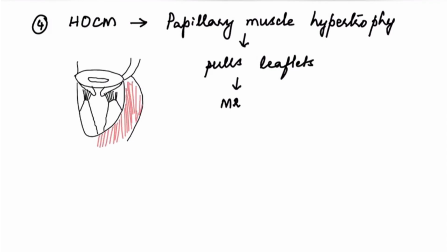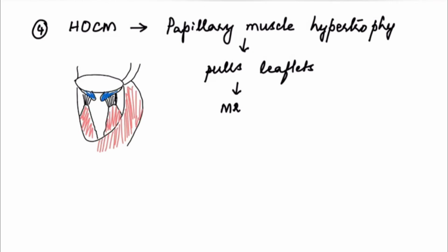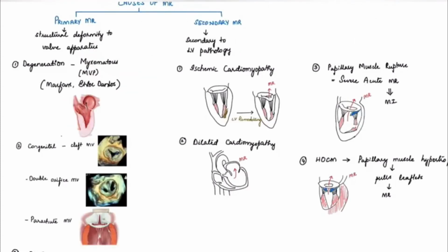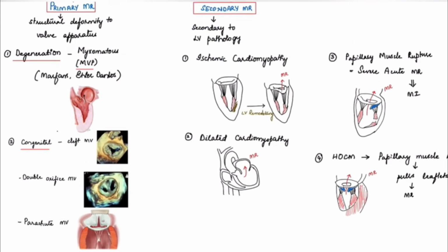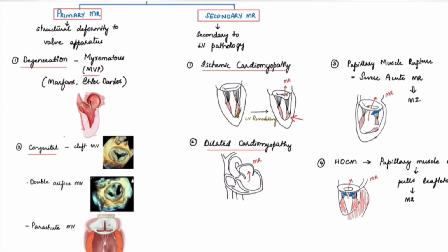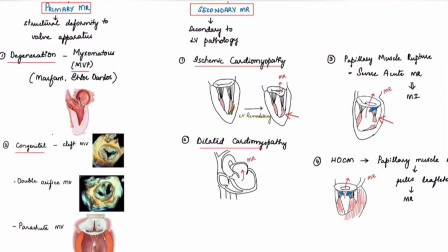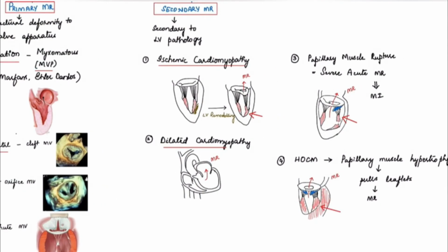So this is a hypertrophied myocardium, and these are the hypertrophied papillae that are pulling the valve leaflets, paving the way for mitral regurgitation. So these are the causes of mitral regurgitation. The primary causes include degenerations causing mitral valve prolapse, congenital causes, and rheumatic heart disease. And the secondary causes include ischemic cardiomyopathy, dilated cardiomyopathy, papillary muscle rupture, and hypertrophic obstructive cardiomyopathy.